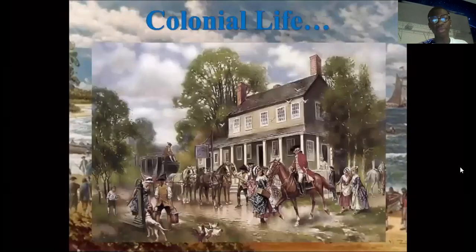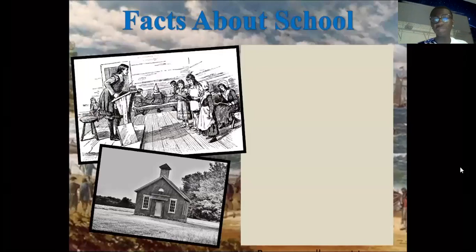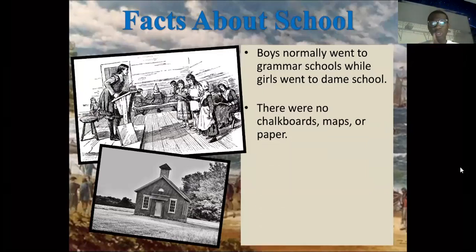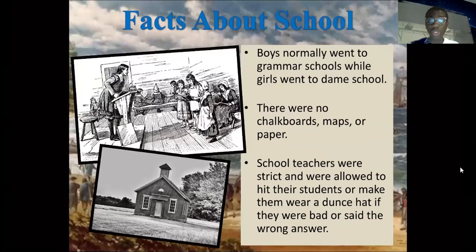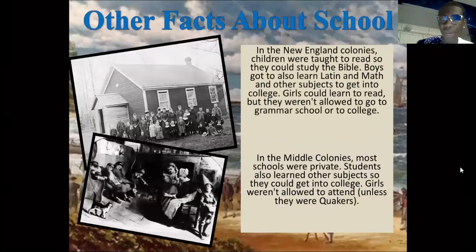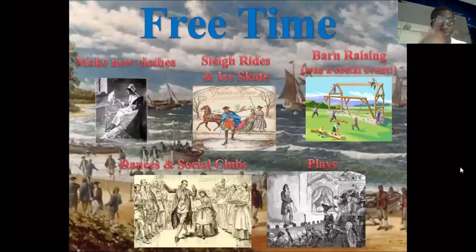Now, here's the life. Facts about school. Boys normally went to grammar schools while girls went to Dame school. There were no chalkboards, maps, or even paper. Some teachers were strict and were allowed to hit their students or make them wear a dunce hat if they said the wrong answer. Other facts about school, you can read up on those if you like. Free time: you can make new clothes, sleigh rides and ice skate, barn raising, which was a social event, dances and social clubs, and plays.